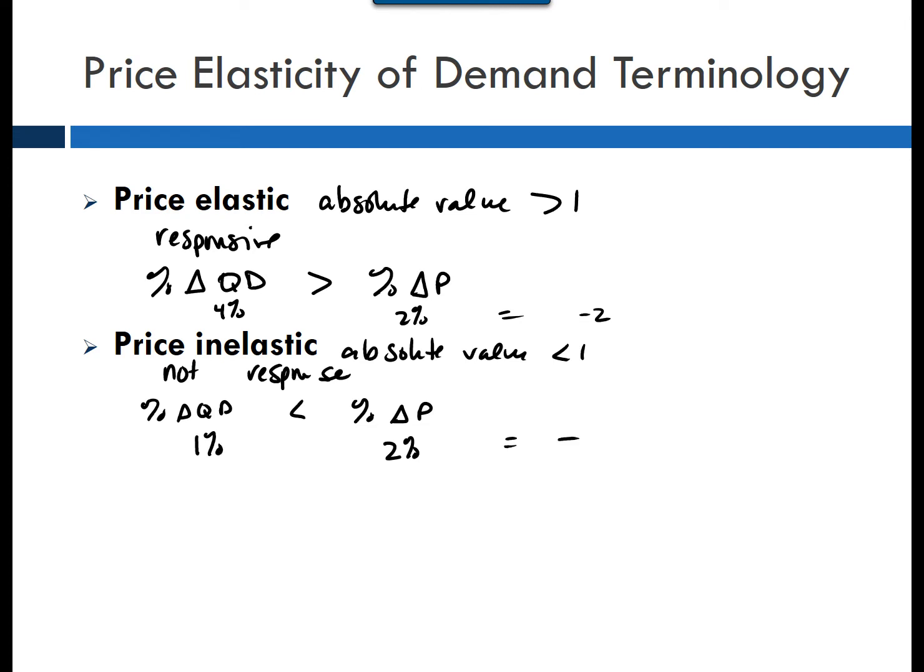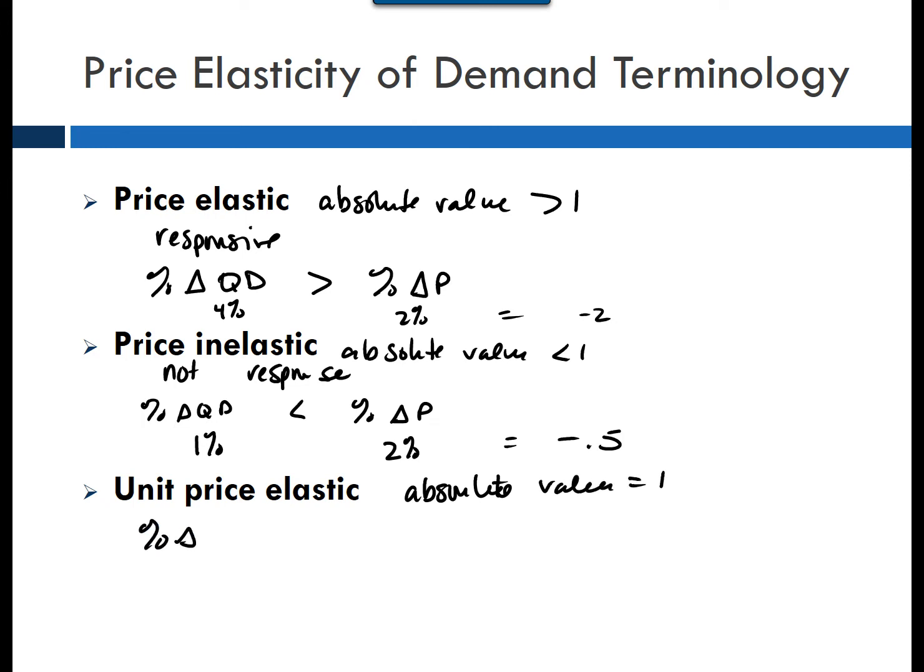So we got -0.5. That's inelastic because that absolute value is less than 1. And then unit elastic is when the absolute value is exactly 1. So the percentage change in the quantity demanded is equal to the percentage change in the price. So a 2% drop in the price caused a 2% increase, and this can work increase or decrease. So if the price went down by 2%, we would see the quantity demanded go up by 2%.